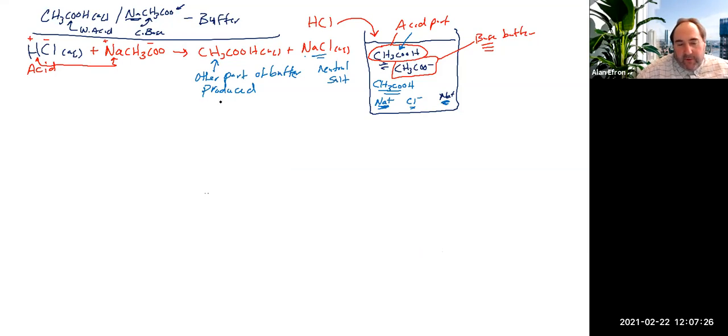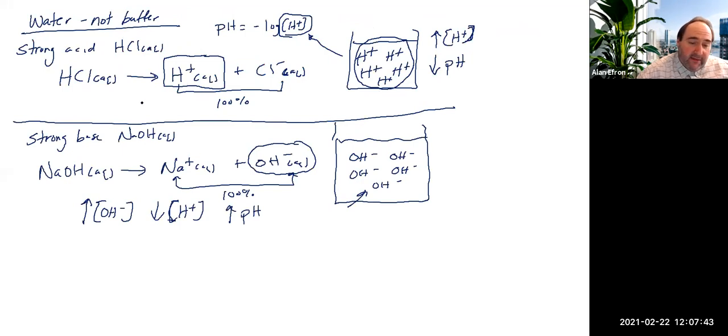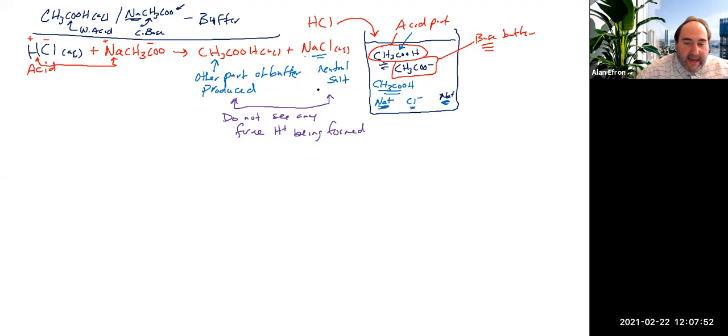Now, the more important thing is actually what we do not see present when we look at this. When we look at the product side in this reaction, we do not see any free H plus being formed. To remind you, if we go back, we see a lot of H plus formed when we add that to a non-buffer solution. We produce a ton of H plus. But over here, when we add it to our buffer, we have no free H plus formed. So what does that really mean?